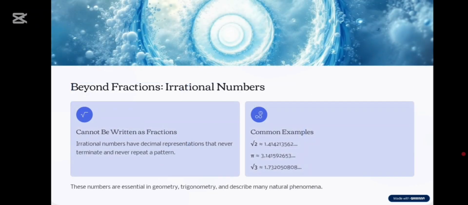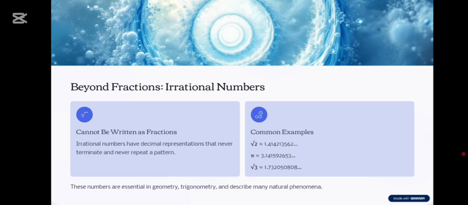All right. Now we have something beyond fractions, which is irrational numbers. These numbers cannot be written as fractions. Mind you, irrational numbers have decimals that never terminate and never repeat a pattern. That is one thing you really need to understand. Common examples: the square root of 2, which is 1.414, pi, which is 3.142, and the square root of 3, which is 1.73. Those are some examples of irrational numbers.